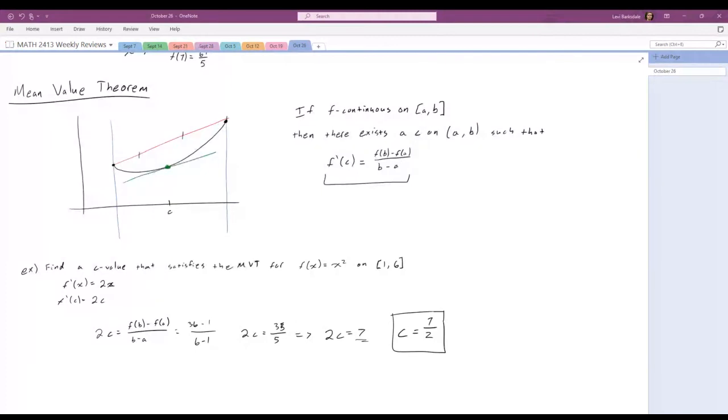Right. So your secant line has a derivative. Its derivative is the average slope. So really the mean value theorem just says that at some point your slope has to equal the average slope. So can your tangent line change at a point?